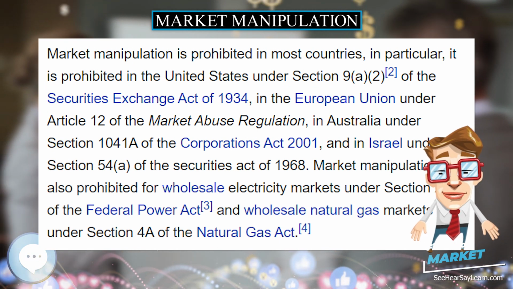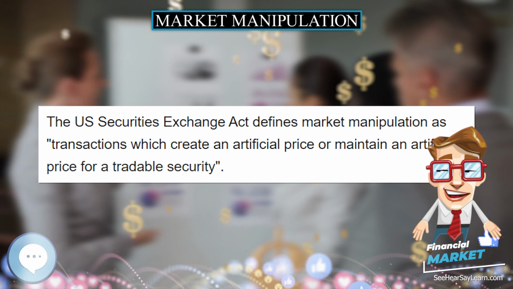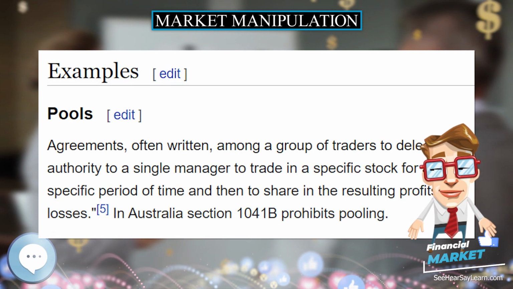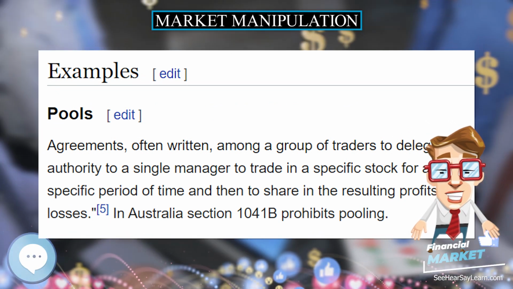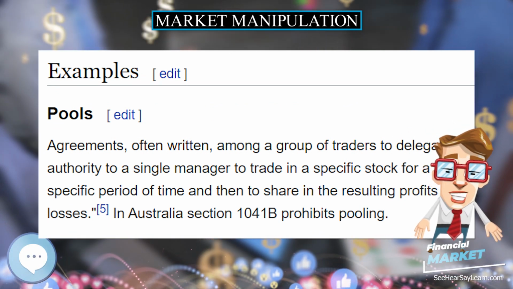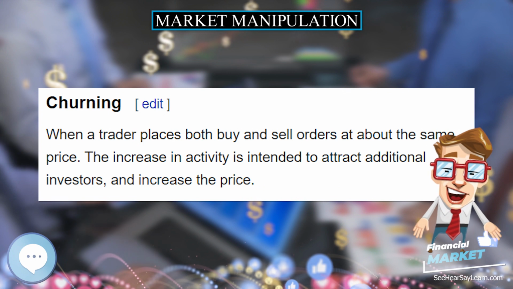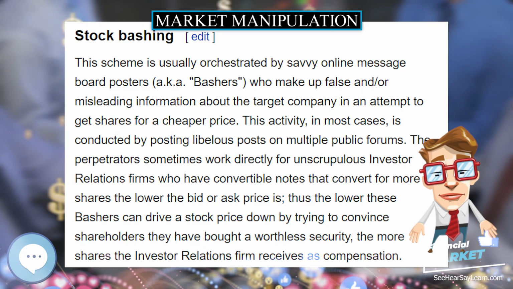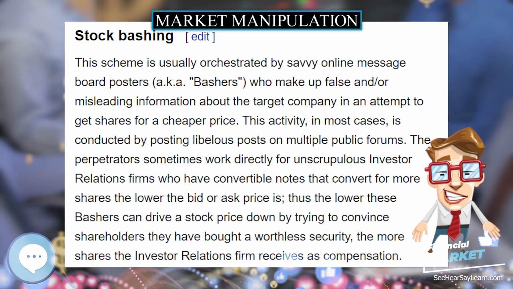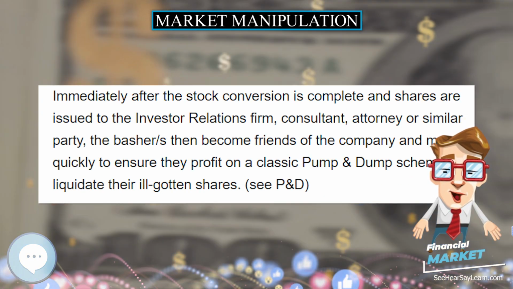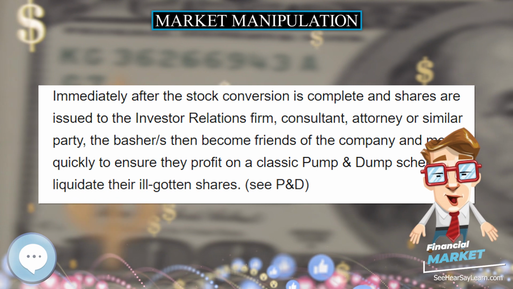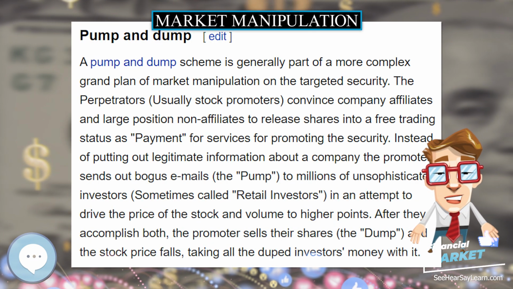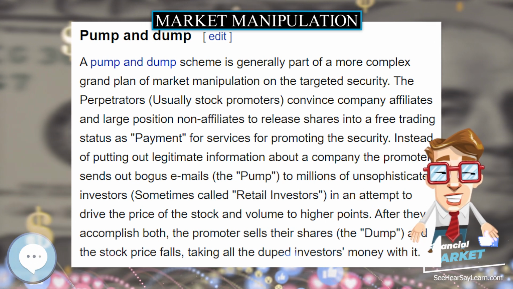Stock bashing. This scheme is usually orchestrated by savvy online message board posters, aka bashers, who make up false and or misleading information about the target company in an attempt to get shares for a cheaper price. This activity, in most cases, is conducted by posting libelous posts on multiple public forums. The perpetrators sometimes work directly for unscrupulous investor relations firms who have convertible notes that convert for more shares the lower the bid or ask price is.